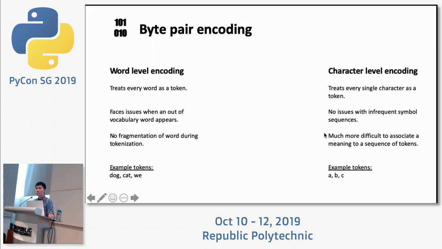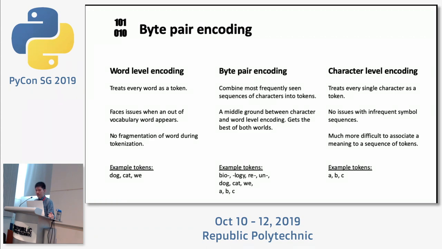GPT-2 uses byte pair encoding, which is an effective middle ground between the two approaches. This is based on work done in the 1990s, actually. When applied to NLP, we can combine the most frequently seen sequences of characters into tokens. So we get the best of both worlds, as common words remain unfragmented while we are able to tokenize any piece of text, since every alphabet is a valid token as well. We will also expect common prefixes and suffixes to be identified as tokens, such as pre, re, un.